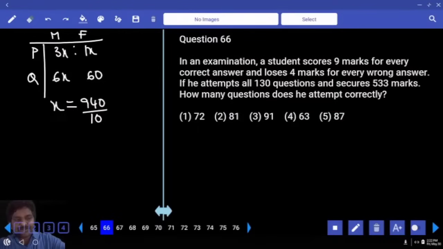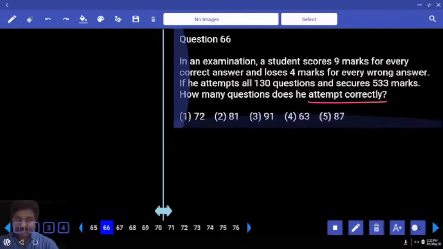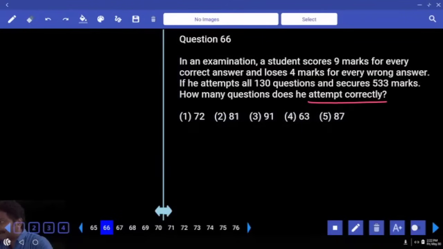In an examination, a student scores 9 marks for every correct answer and loses 4 marks for every wrong answer. If he attempts all 130 questions and secures 533 marks, how many questions does he attempt correctly? I would like to choose a reverse method because the question is about how many questions he got correct.